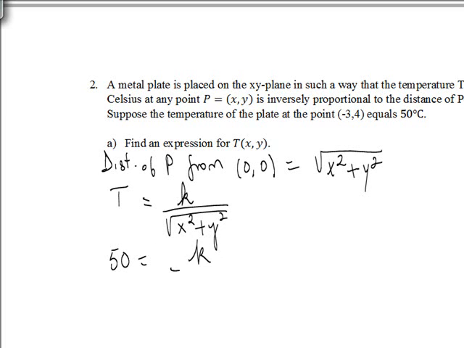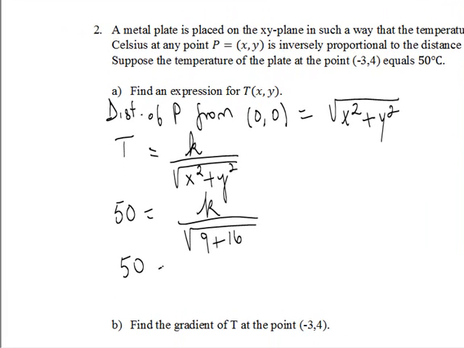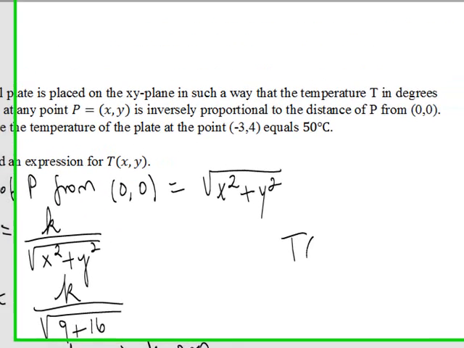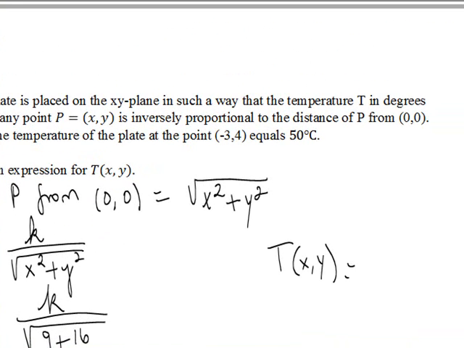So substitute that and that will give you k. So that's k over the square root of 9 plus 16. 50 is equal to k over 5. So k is 250. And so this is our function. T of (x, y) is therefore 250 over the square root of x squared plus y squared. I think that was the most difficult part of this question, finding that expression.